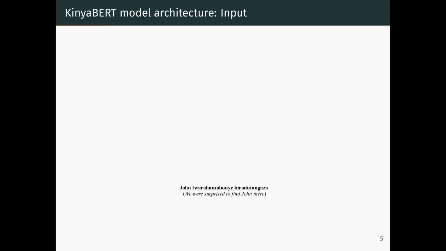The input to the model is either a sentence or a document. For example, here we have John twarahamubonye biradutangaza, which means we were surprised to find John there. As you can see, Kinyarwanda words contain several morphemes that contain different information in them.